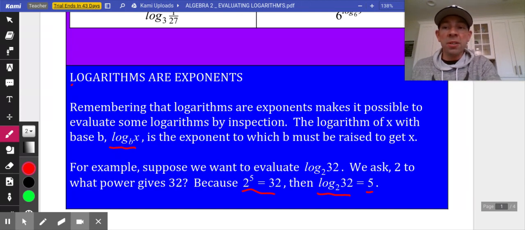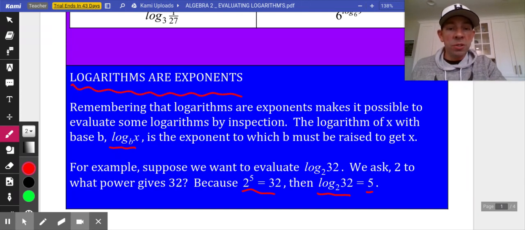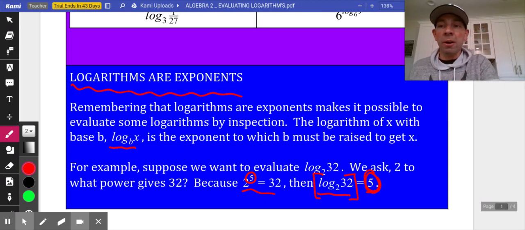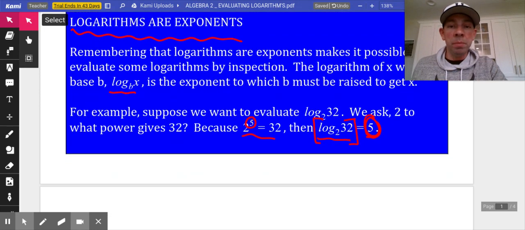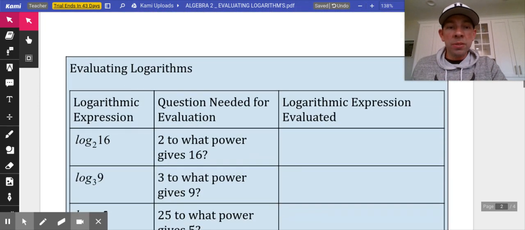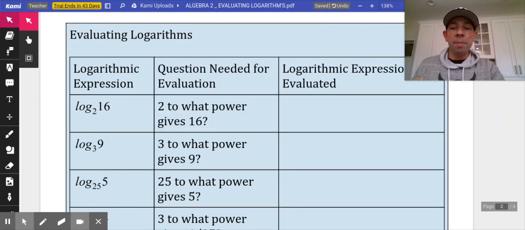And it all comes back to this. Logarithms are your exponents. So any logarithmic expression we might have is always going to be equal to your exponent. Whatever your exponent was here in exponential form is going to be the answer when we evaluate our logs. Bada bing, bada boom.